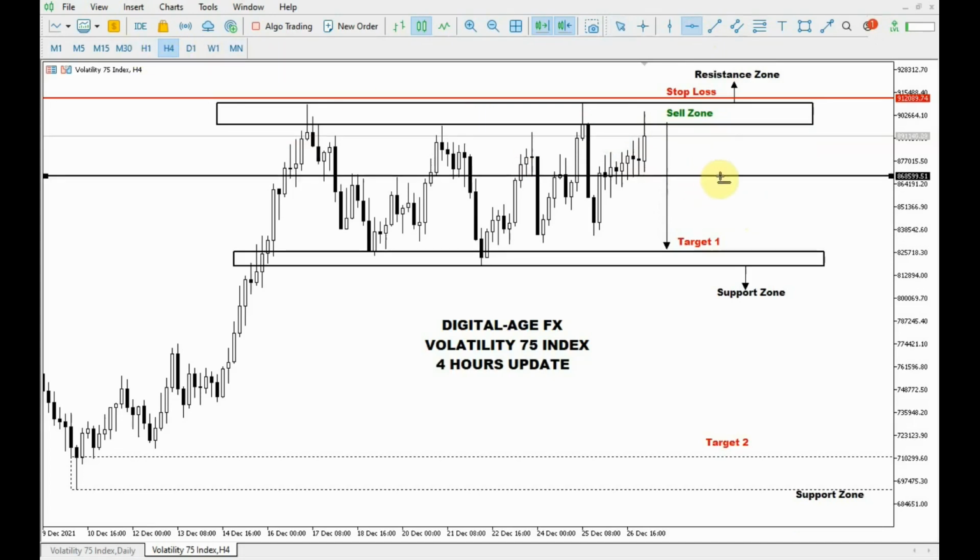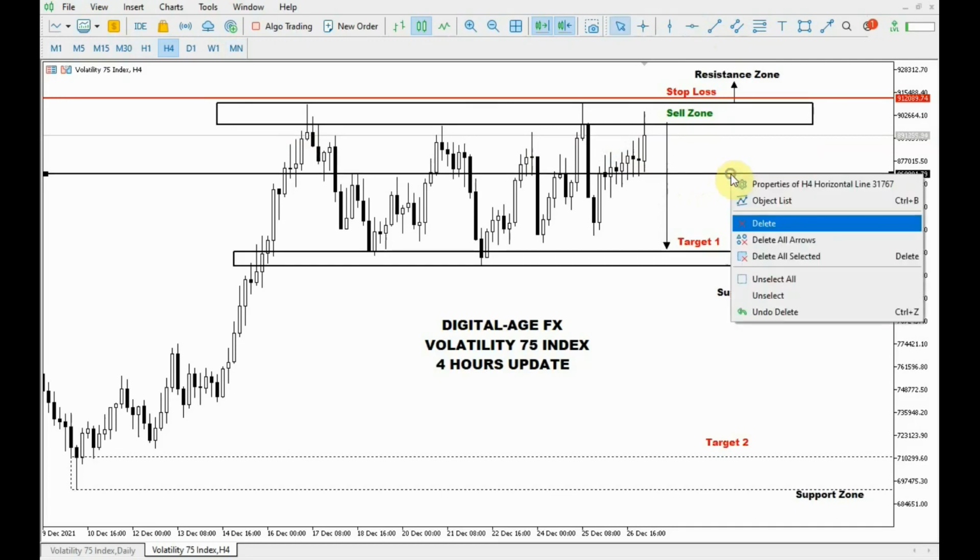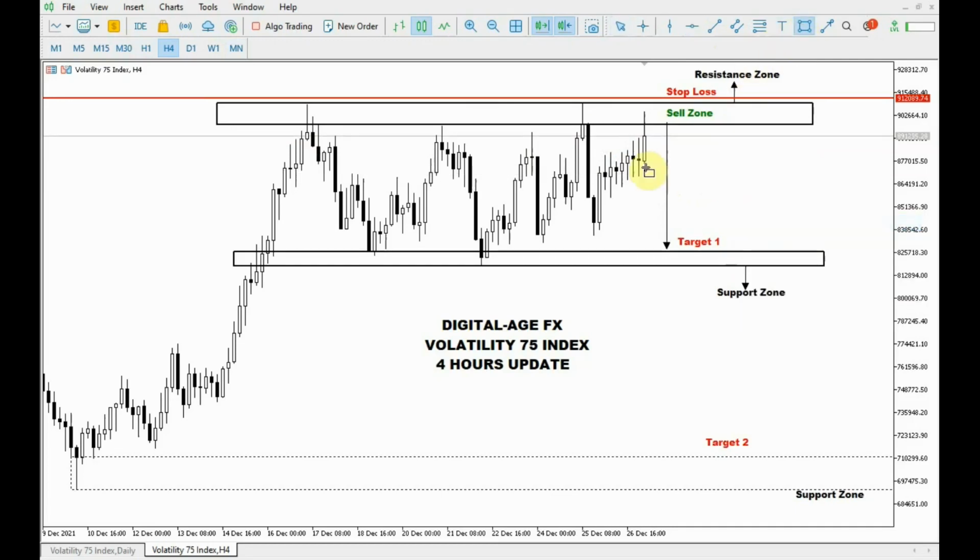We've got this inner support right here. So what happens when market breaks this? It means it breaks the higher low. Once it breaks this, we know that market will continue to the next target.